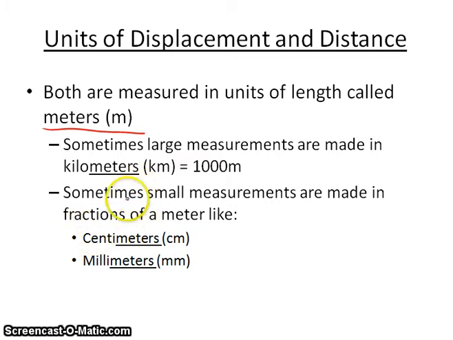Sometimes we make large measurements, and so we need to measure something using lots of meters. In this case, we would use kilometers, which is the equivalent of 1,000 meters. So the distances in between cities or very large areas we would measure in kilometers. We'd measure things that are smaller than a meter in fractions of a meter. Things like centimeters or millimeters. And we'll get into that more as we go into this class.